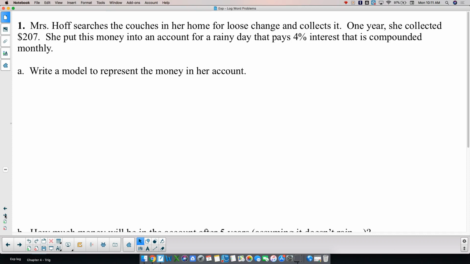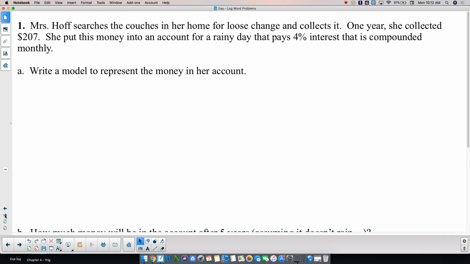Example number 1. Mrs. Hoff searches the couches in her home for loose change and collects it. One year, she collected $207. Okay? She put this money into an account for a rainy day that pays 4% interest that is compounded monthly. Question part A. Write a model to represent the money in her account.